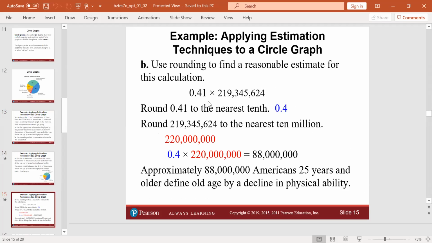But if you're doing it off the top of your head, I can do this one with a calculator, but if I was trying to do it mentally, I would round 219,345,625 to a clean 220 million. It's close enough. 0.41, just round it to 0.4. And maybe you can do that one in your head and say it'll come out to 88 million Americans. So it's about 88 million. It doesn't have to be exact, but it's in the right ballpark.